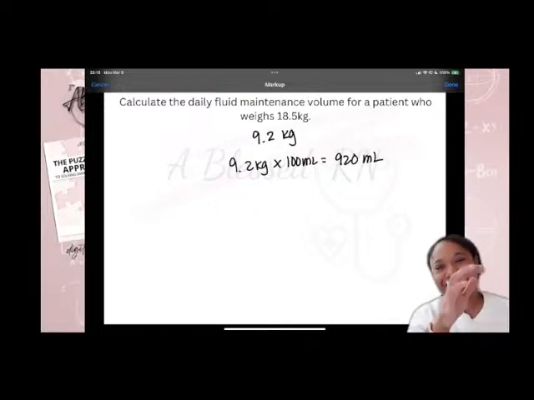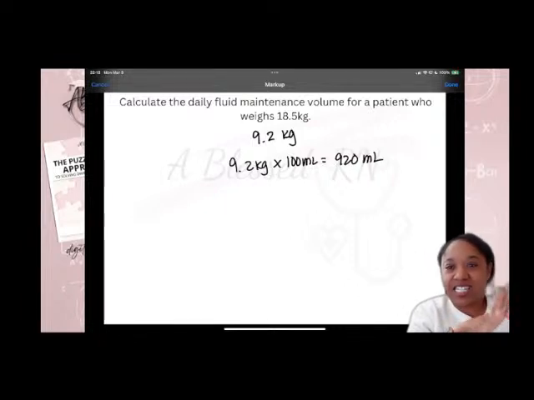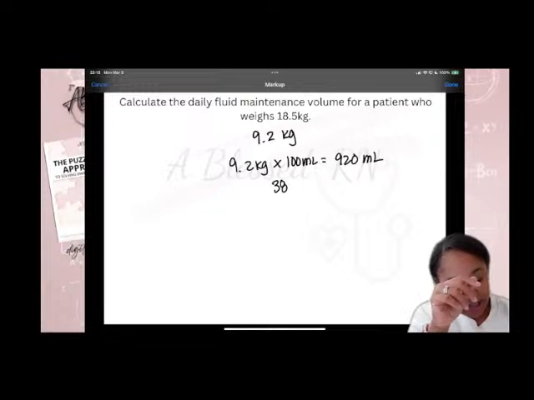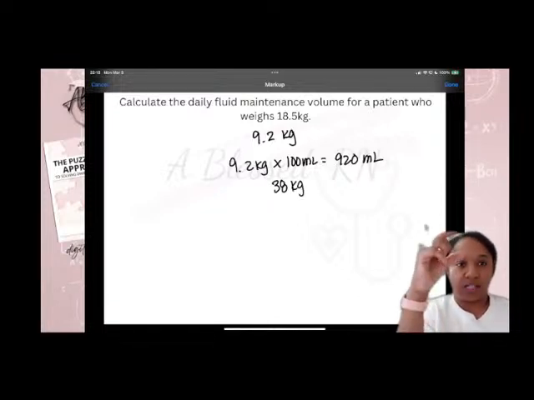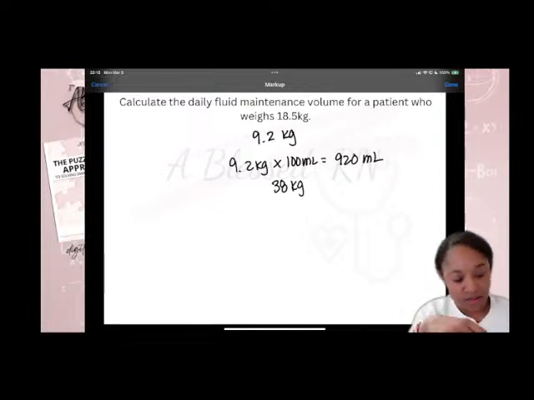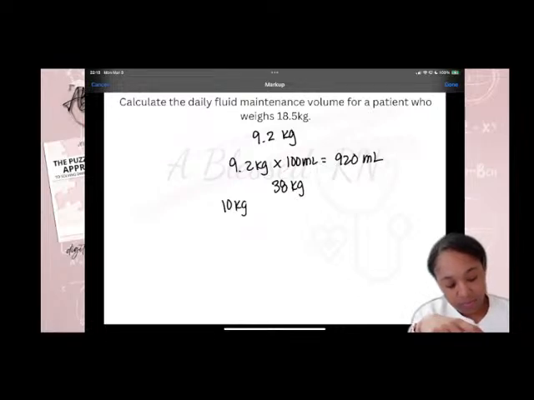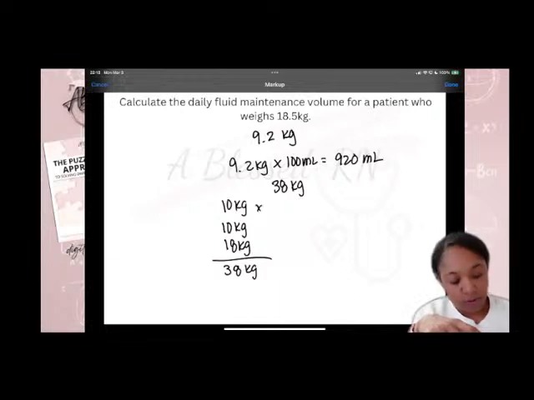See? All right. So what if it's 38 kg, right? 10, 10, and then the rest. So 10, 10, and then what's left? 18? Okay. So the first one is always going to be times 100 milliliters. The second one is going to be 50. And then the third is going to be 20.